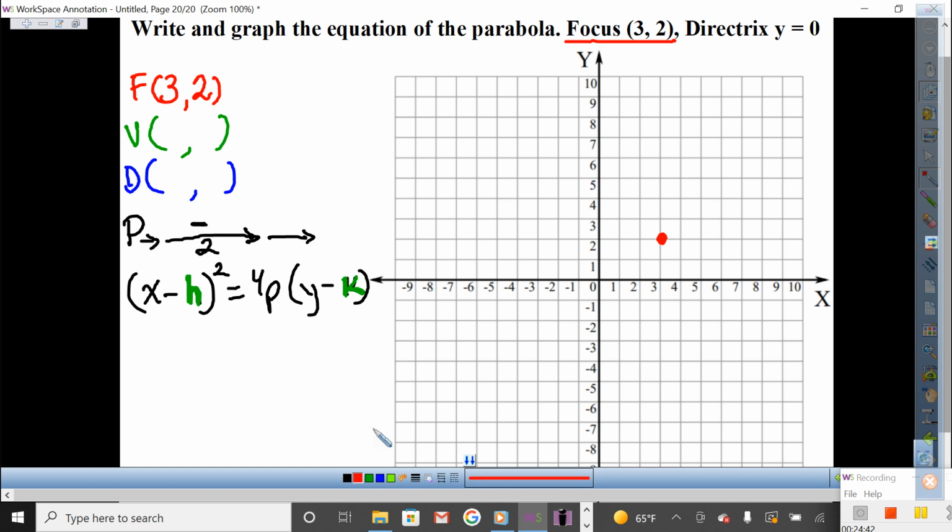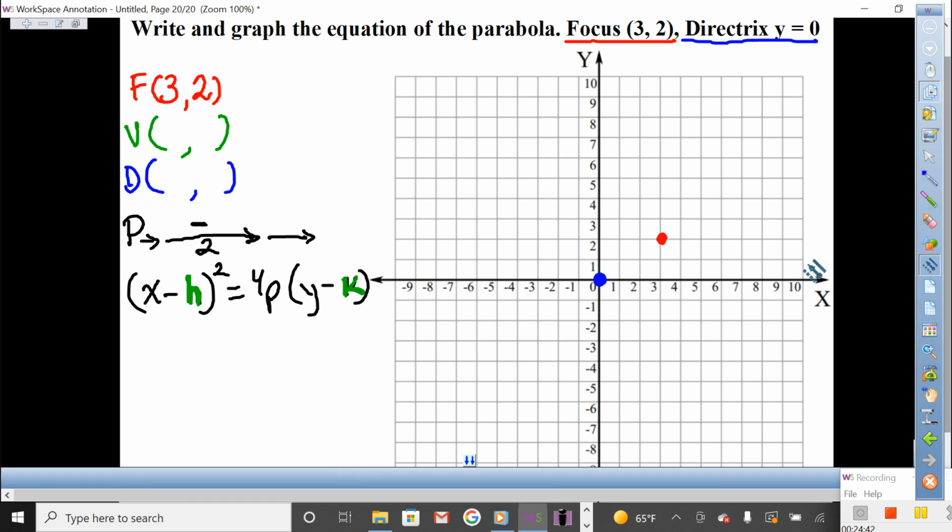Next, let's graph the directrix line. What is that line? Y equals 0. 0 is right here on y, and it's a horizontal line. A horizontal line going through 0 of y. There it is. Now, I hope you notice that compared to what we did yesterday, now the focus is off to one side of the point that we plotted for our line.